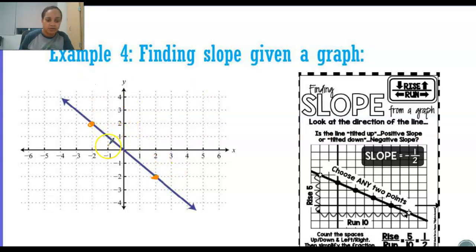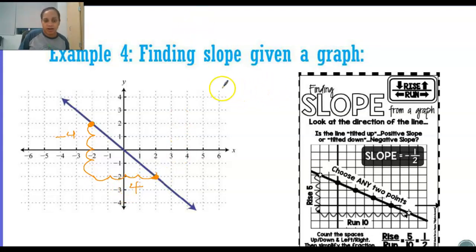So rise over run. Rise means going up or down, and how far up or down are you going? And when I do that, I need to take note that if I go down, that would be negative. If I go up, that would be positive. So I'm going to go down 1, 2, 3, 4. That's the change in my y values, down 4. And then my run, I'm going to go over 1, 2, 3, 4.